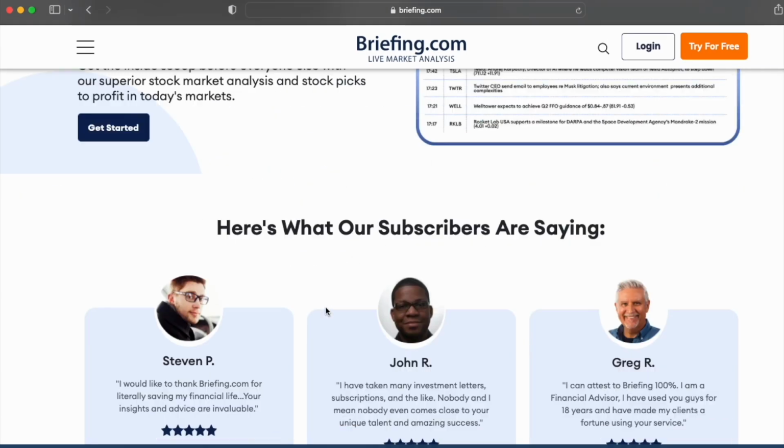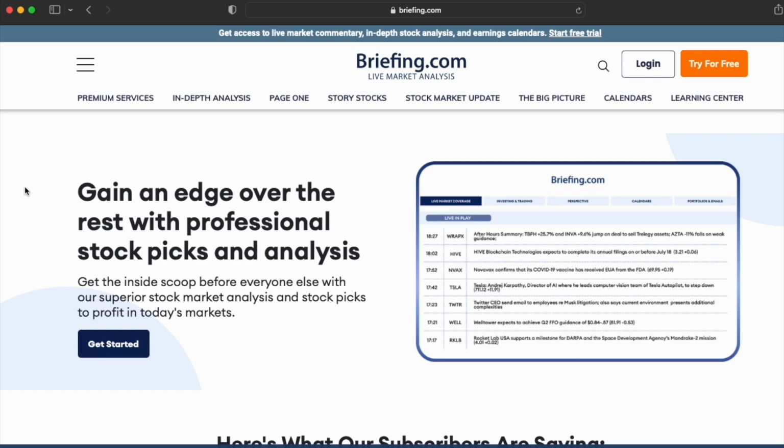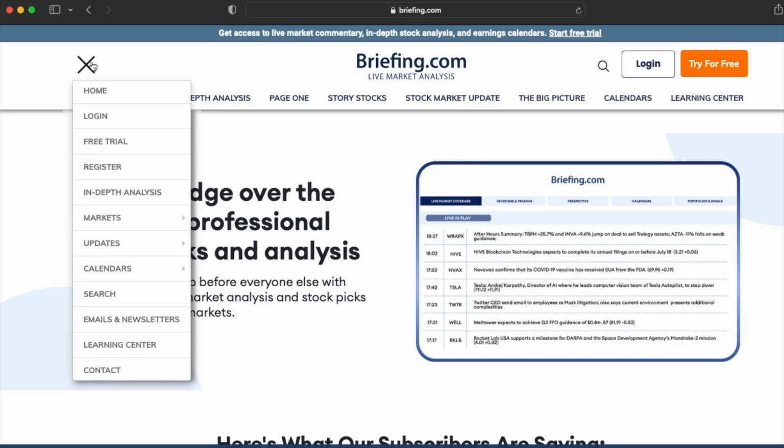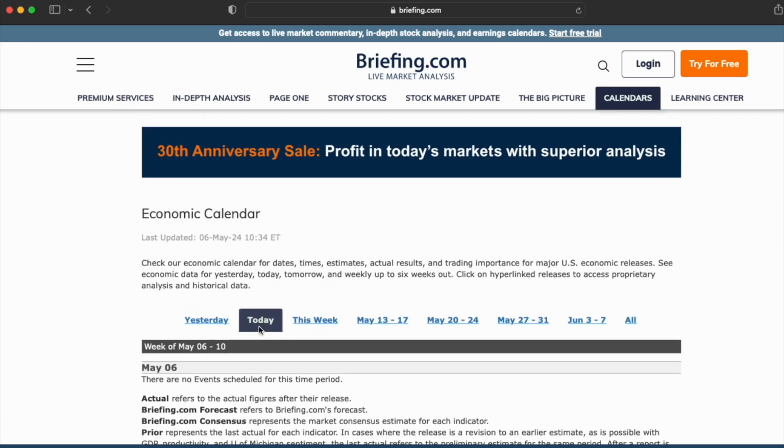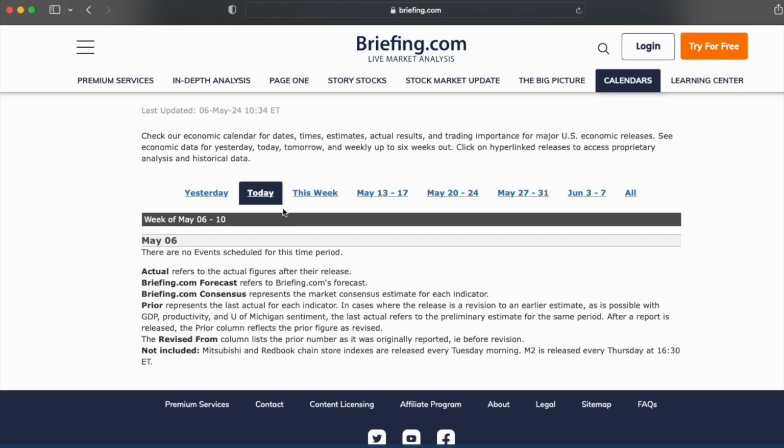You can get other things on here, but the part that you're going to need and use is free. You're just going to click over here, go to calendars, and then click on economic. This is going to show you any important economic news, Fed meetings coming up, initial claims, stuff that can be really important and affect your trading day.